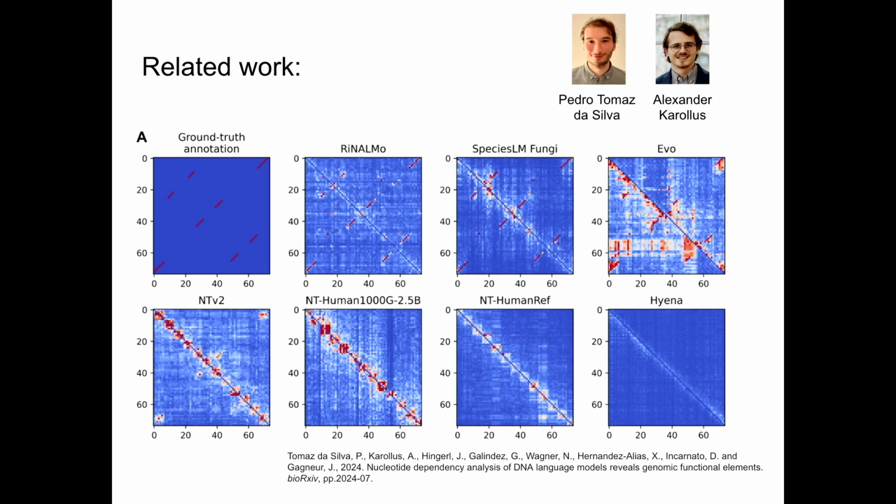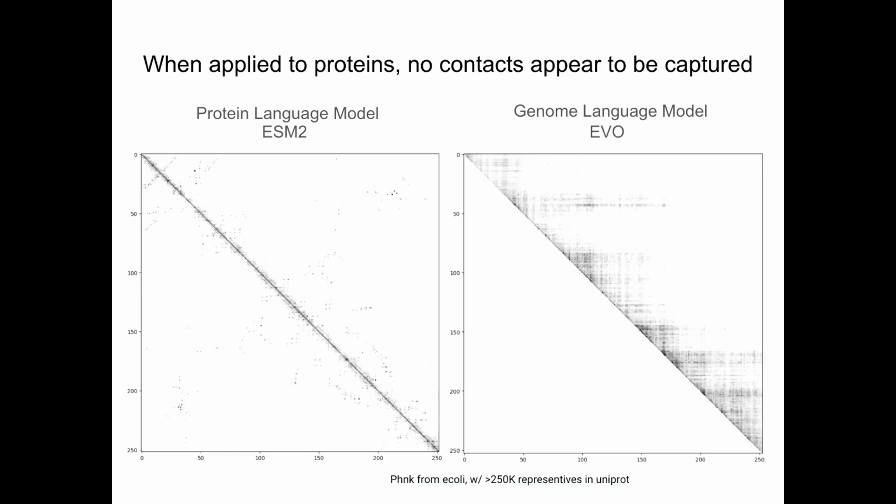We care more about the protein side. So the question is, how about proteins? Do these models actually work on proteins? Here is one particular protein family that has a huge amount of sequences, so we don't doubt that it has seen these proteins many, many times. And we see that protein language models actually capture the contacts really, really well.